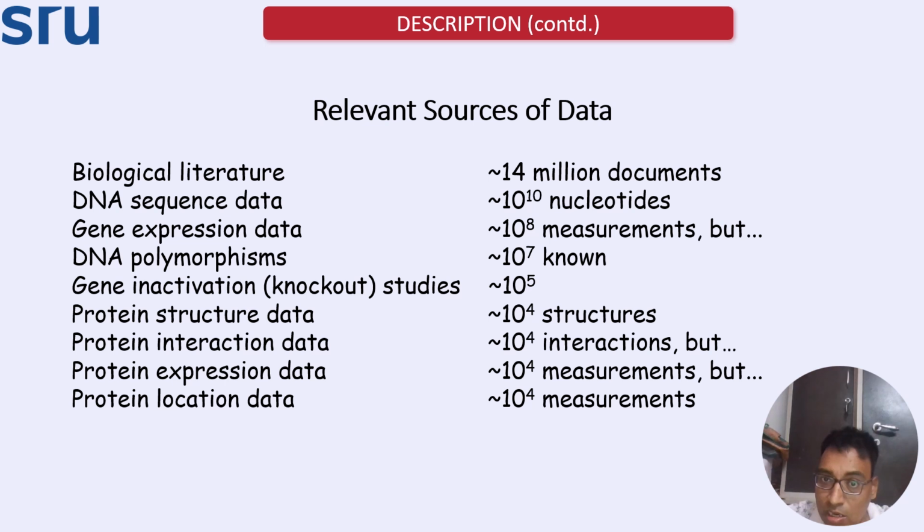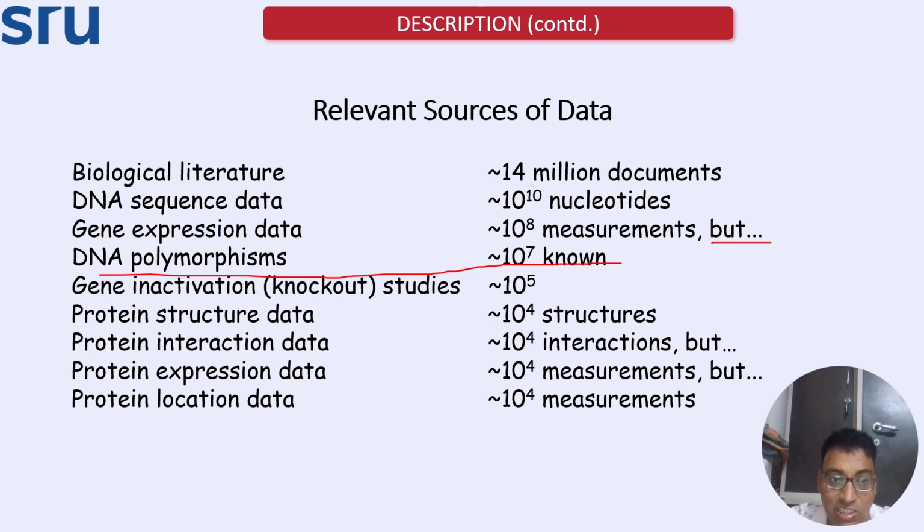I'm not at all emphasizing that they are credible or not credible, but they are there through different sources. Here, gene polymorphism, tensor 7 known. Gene activation knockout studies, tensor 5. Protein structure data, tensor 4 on the order. Order tends to 4 structures.